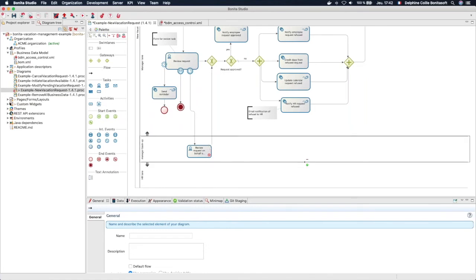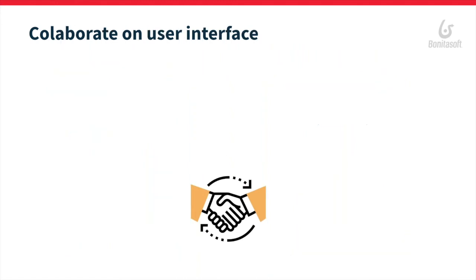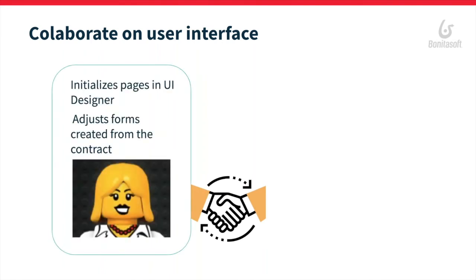So we are now ready, because we have our process, our data, the organization, everything. We are ready to go to the user interface if needed. To collaborate on the user interface, Cindy is going to initialize the pages in the UI designer or adjust the forms created from the contract. And to do so, we advise again to work together side by side to do mock-up of the pages together using UI designer or even another mock-up tool.